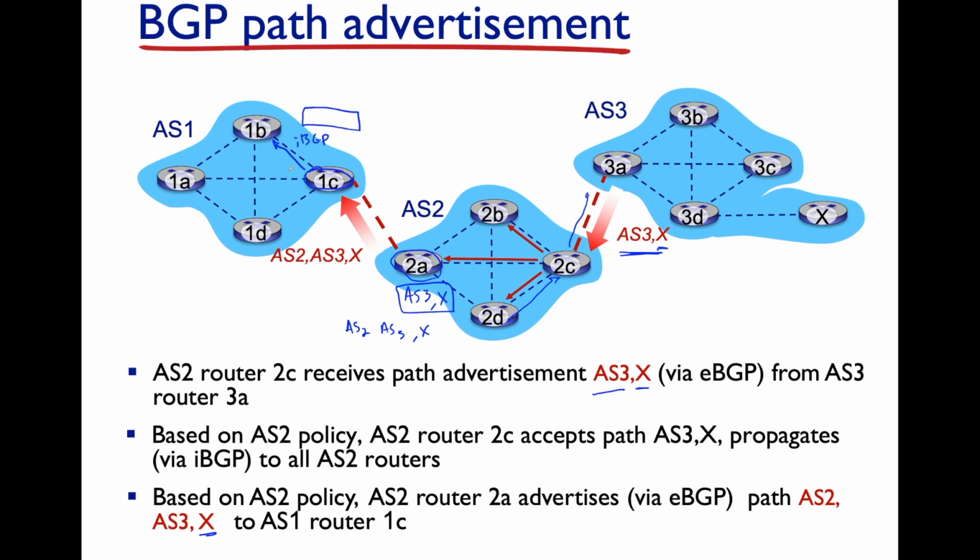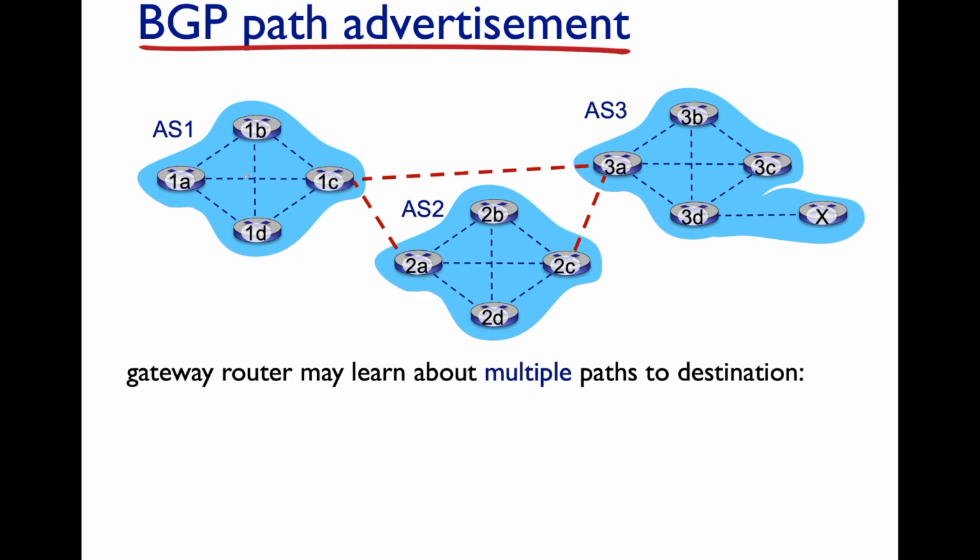And this iBGP message it sends to every router inside of AS1 will say AS2 is a hop, AS2 to AS3. That's the other hop for address X. Okay. And then AS1 will advertise that out its border gateway to whichever autonomous system is connected to that border gateway. All right. So, as such, a gateway router at the border can learn about multiple pathways to get to a destination.